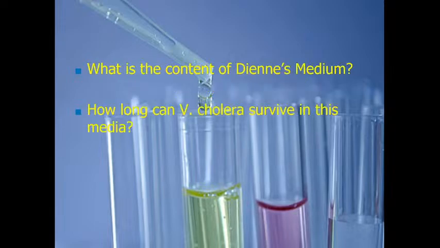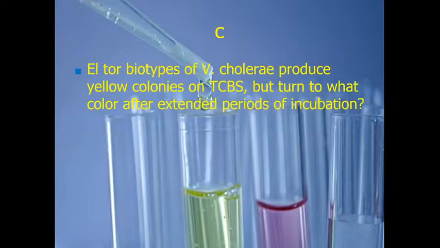Okay, now what is the content of Dane's medium? Dane's medium is actually alkaline peptone water, and organisms like Vibrio cholerae can survive in this media for 6 to 8 hours.